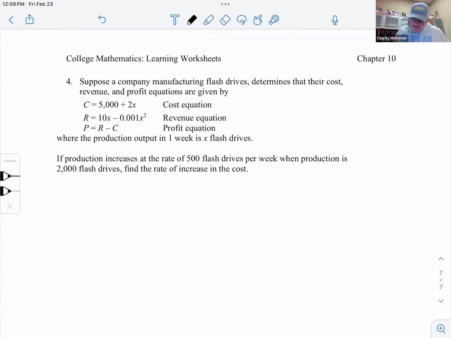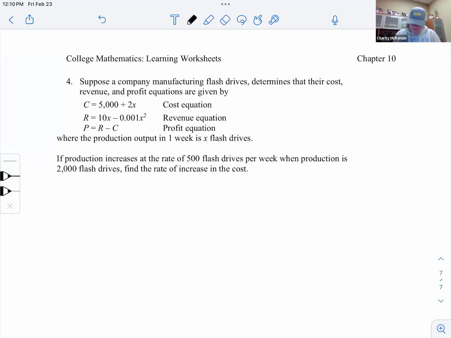Suppose a company manufactures flash drives, and determines that their cost, revenue, and profit equations are given. Basically, here's their function, where the production output in week 1 is X flash drives. So X is always our number of items sold. Always. That's the way we set them up so we can be consistent and be able to figure out problems with it. A production increase at the rate of 500 flash drives per week when production is 2,000 flash drives. Find the rate of increase in cost.